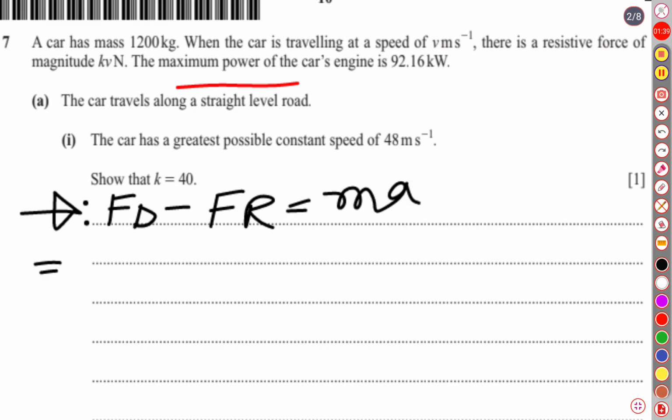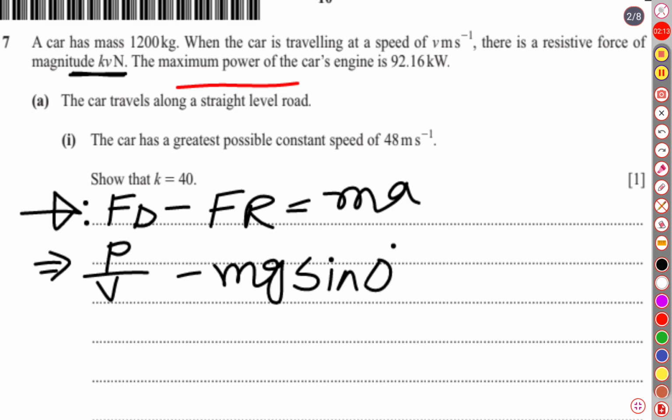Well, what is the driving force here? The driving force is power over velocity, minus the resistance force, which is fixed. This is the magnitude kV Newton, the constant resistive force, meaning frictional force. Weight can be resolved, and if you want to use weight, that can also be used as mg sine 0 degree. Then the constant resistive force is kV, and kV is equal to mass into acceleration.